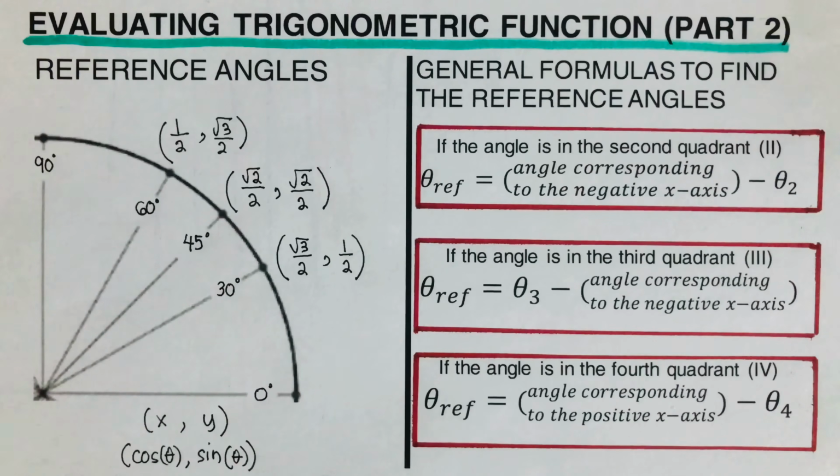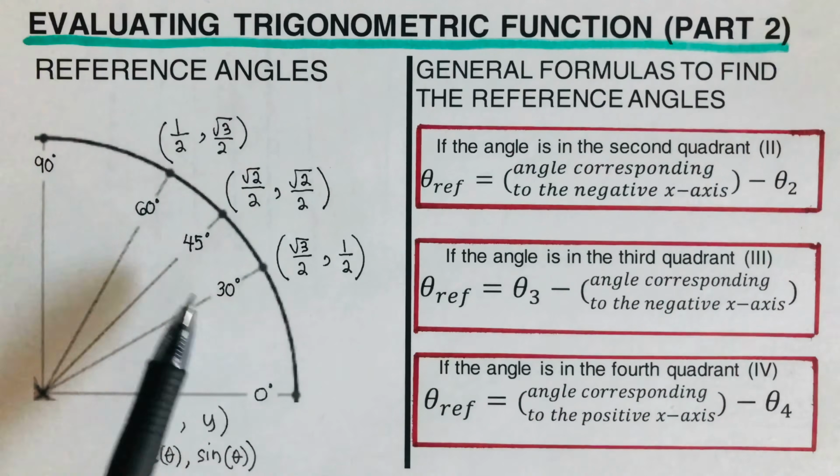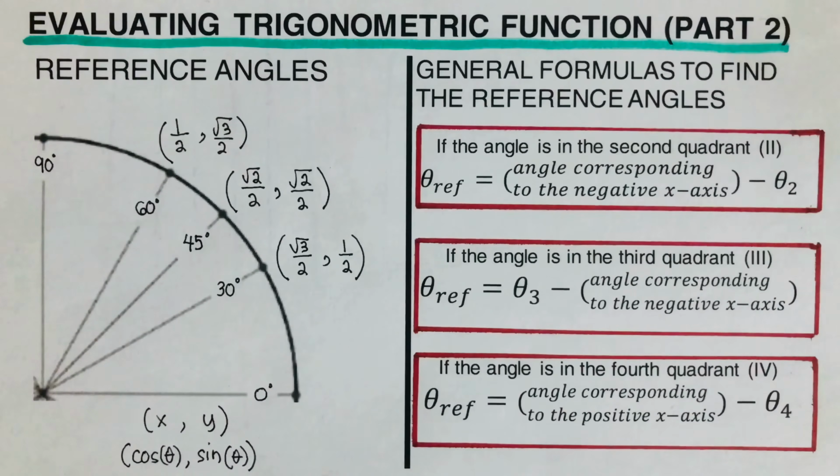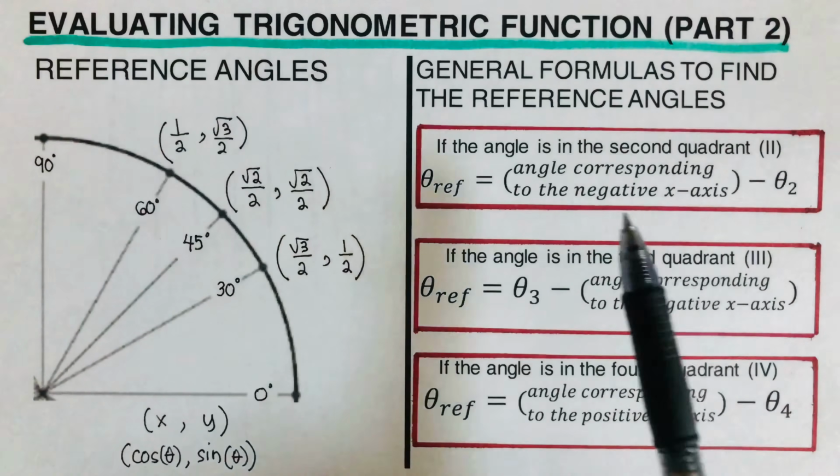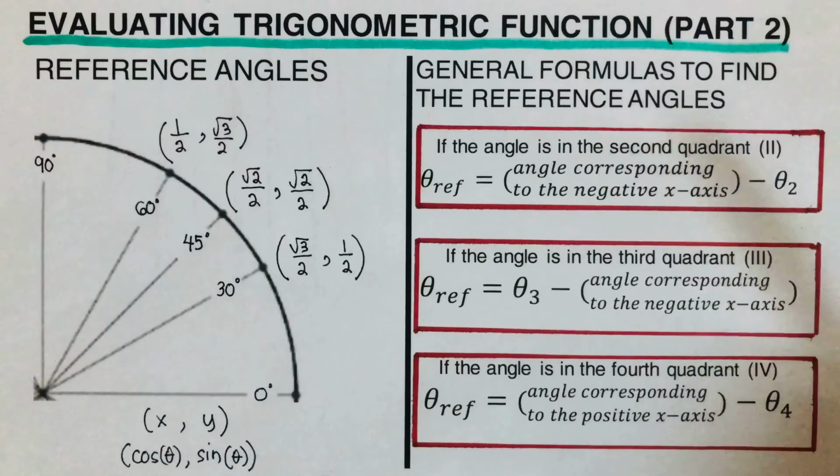Now, please remember that these reference angles are very important because once we know the values for each of these angles, we will be able to determine the rest of the values around the unit circle. So again, we need to determine the reference angle of a given angle. These are the formulas to determine the reference angle. This is the formula that we use when the angle is in the second quadrant. This is the formula for the third quadrant. And this is the formula for the fourth quadrant. Now let's have an example to better see how this formula works.